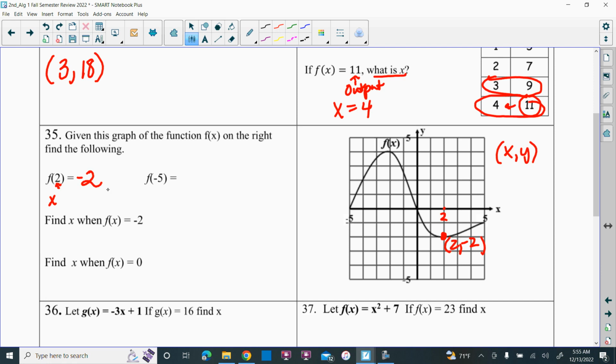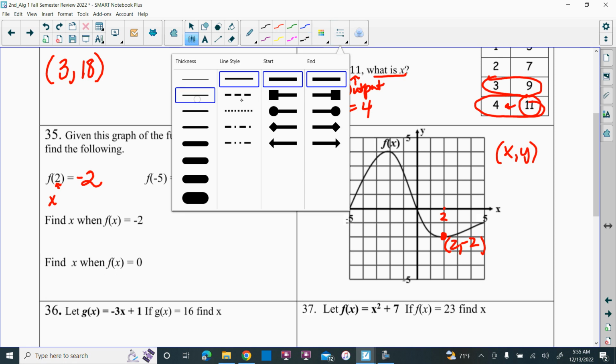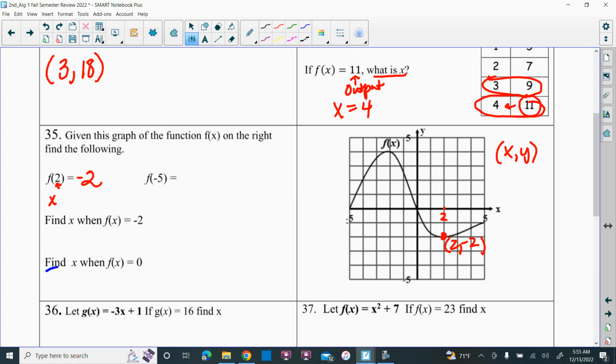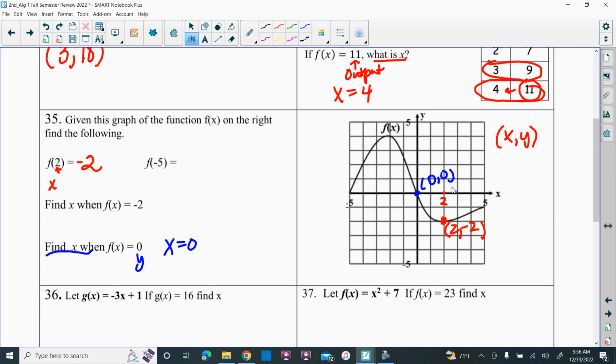Okay, now the difference here is they want you to find the x when f of x equals 0. So this is when the y equals 0. So I go on the y-axis. There's the 0. Okay. So the x here is also 0, because that point is 0 comma 0. So you have to work forward and backwards.